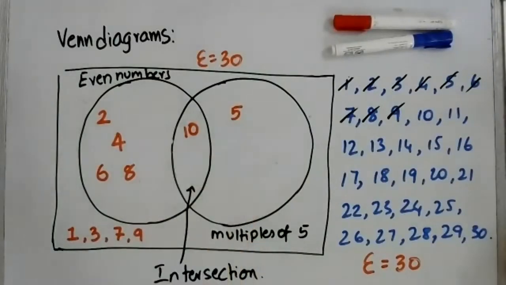So in that intersection, you will put those numbers. So the number of elements in the set will not go up more than what you were given.